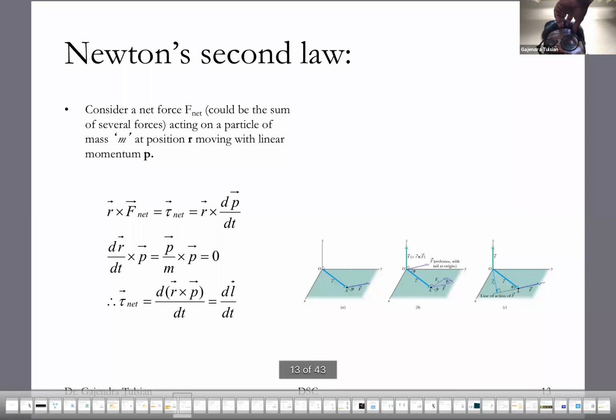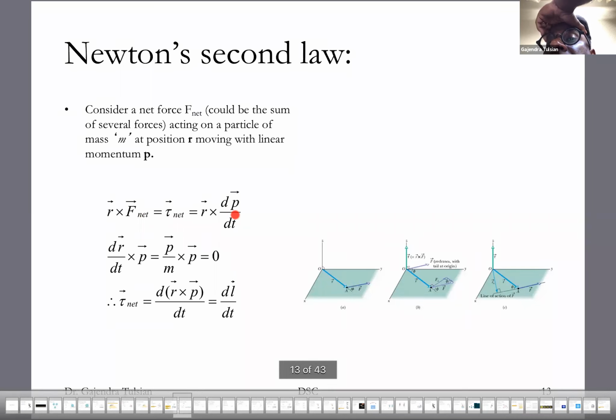This slide goes through the derivation, and I won't go through it in detail, but here's what it's showing you. Here's a point particle, and we're calculating the torque and angular momentum about the origin. You apply a force on this point particle, and r cross F gives you the net torque, and r is there. The net force on it is the rate of change of linear momentum of the object.